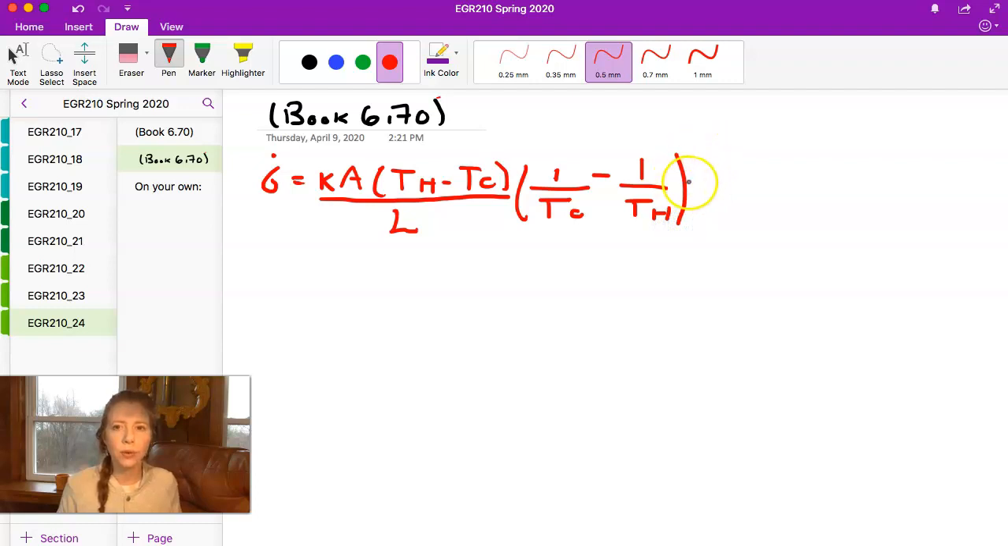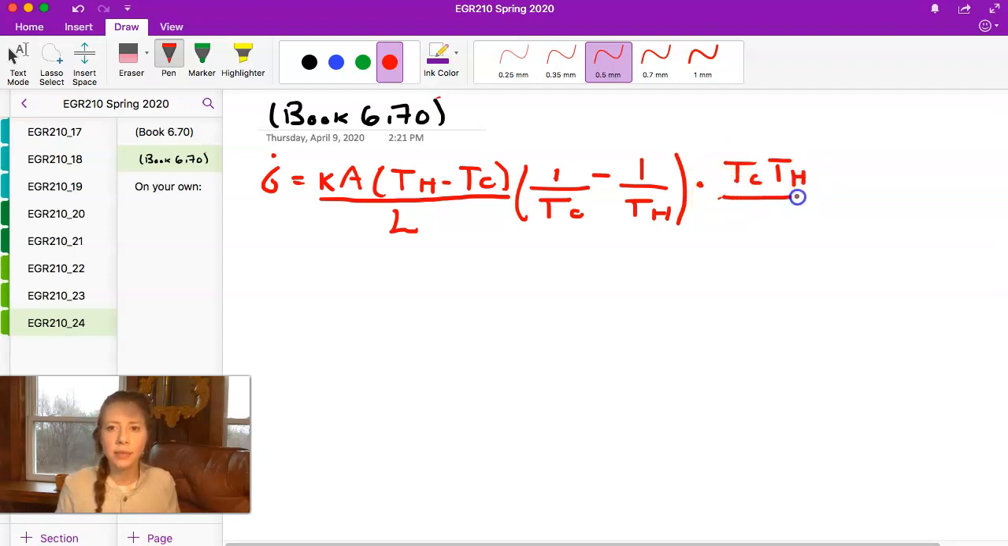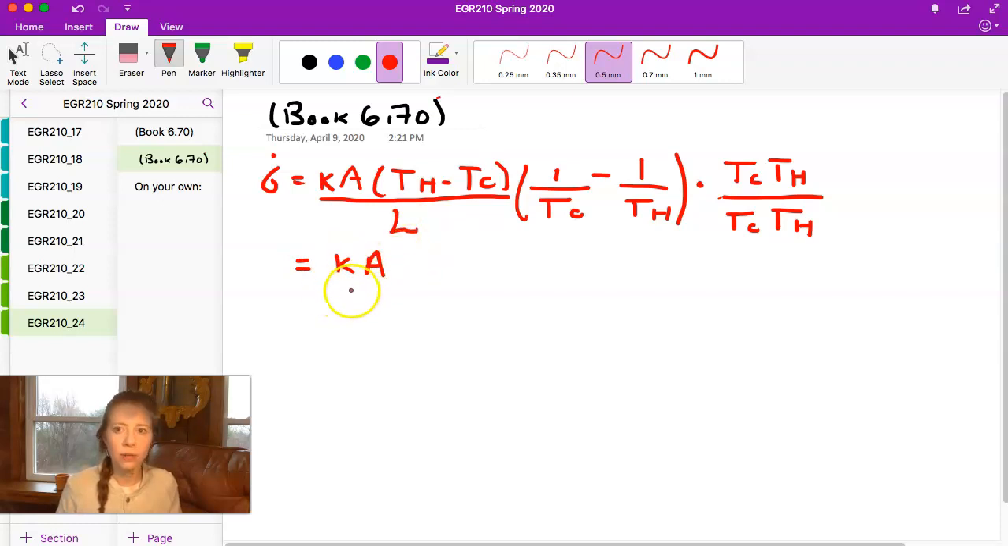And I am just going to multiply this whole thing by 1, doing TC times TH over TC times TH, to see if I can get all this mess out of the denominator. And so this is going to be kappa A over TC TH times TC TH. So I'm just moving this.